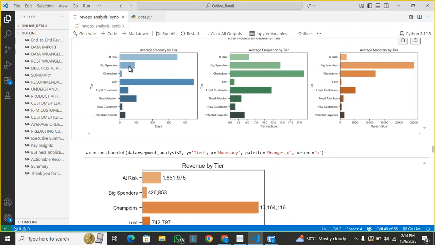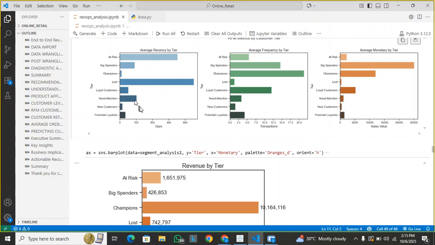Then for big spenders, they didn't necessarily buy frequently and recently, but they spend a huge amount of money when they buy. And then the at-risk customers are customers that it's been long since they purchased, and they spend a good amount of money, but it's been long since they purchased, and they buy fairly frequently, like they are inconsistent anyway.